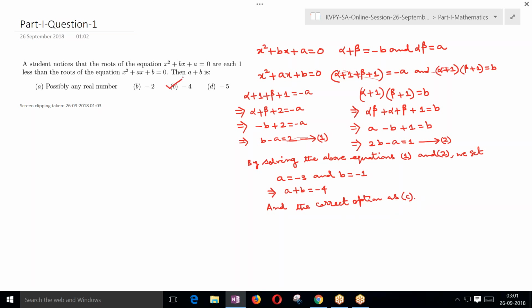So this question is based on the concept of class 10 quadratic equations, the relationship between the roots and the coefficients. Now let's proceed to the second question.